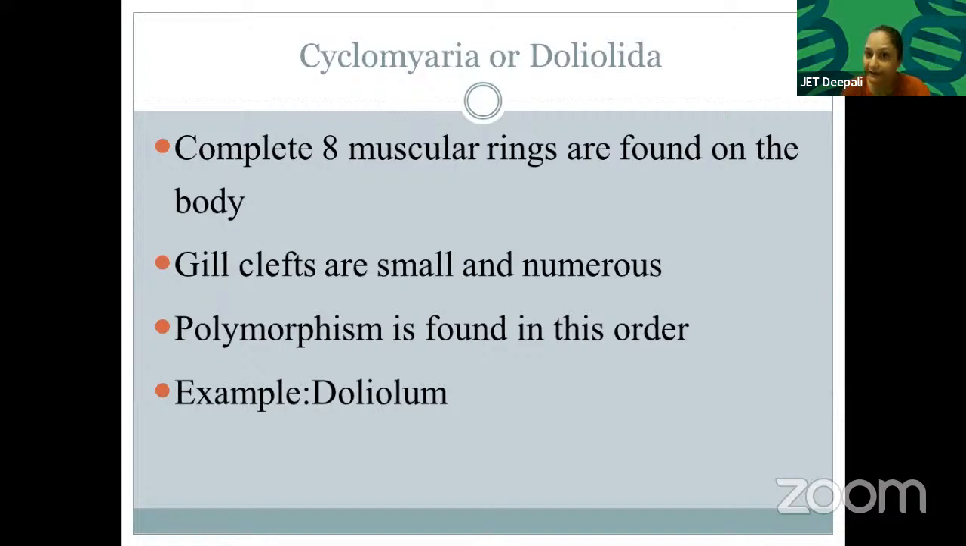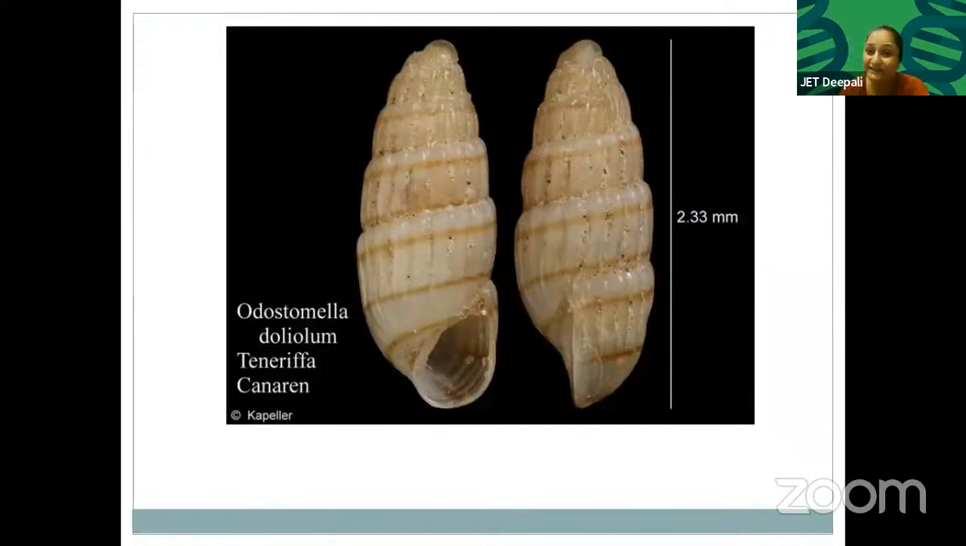Cyclomyaria or Doliolida. Okay, what is Cyclomyaria? See, 8 muscular rings, only 8. Gill clefts are small and numerous. Polymorphism is found in this order. Doliolum. It looks like a shell, a conch. It looks like an arthropod, but they are not arthropods. They are called Doliolum. You can see 8 rings over their body, and a thick test is present over their body, and this is their branchial opening.